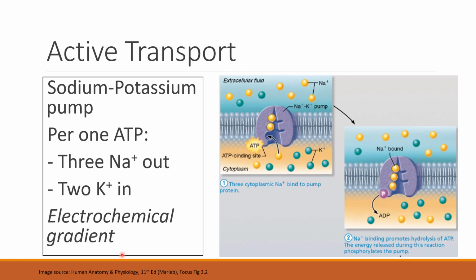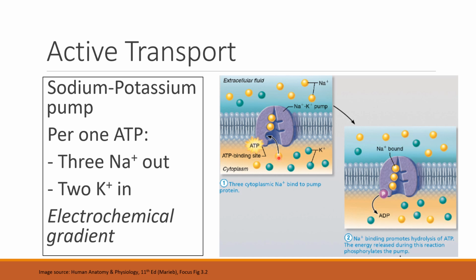Okay, so when we're talking about active transport with the sodium-potassium pump, I'd like you to take a look at Focus Figure 3.2 in your text. It has the actual full diagram in one piece. I had to break it into smaller segments so that you're able to see, at least on the screen here, what they look like. So the end result of the sodium-potassium pump, by use of one ATP molecule, is 3 sodium ions pumped out of the cell and 2 potassium ions pumped into the cell.